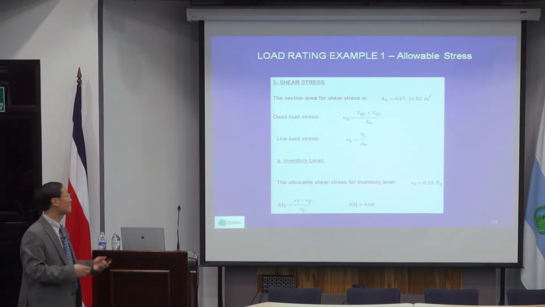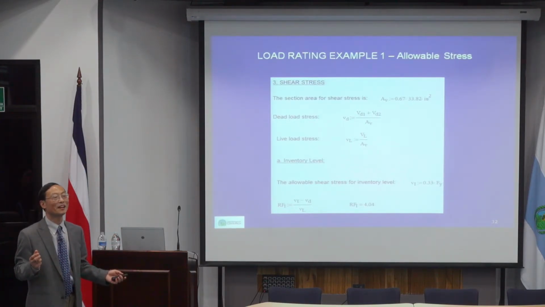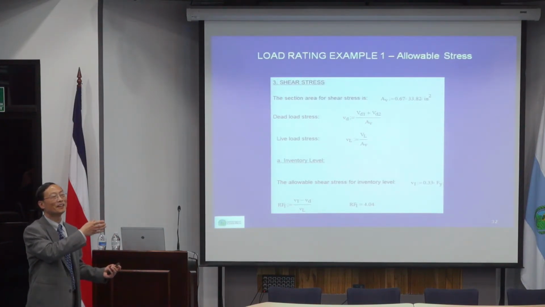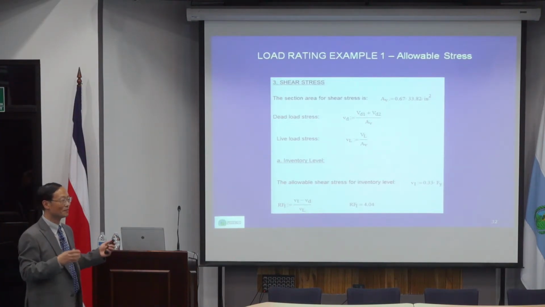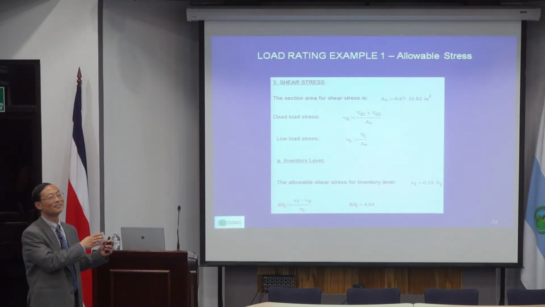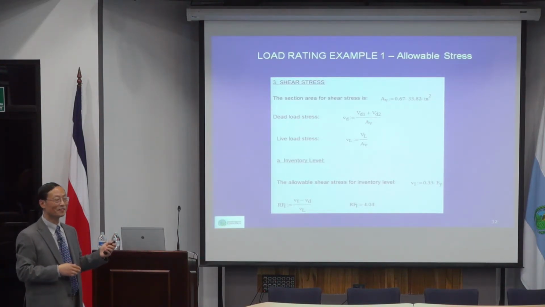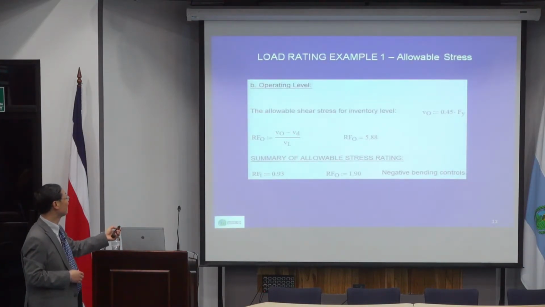So that's why I only calculate basically three critical elements: shear at the pier, which I know is very critical, the positive bending in the middle span, and the negative bending at the pier. I found the negative bending over the pier controls, so that will be what the final report says.